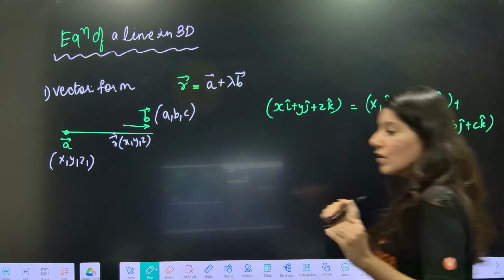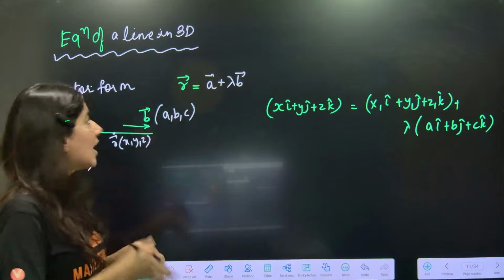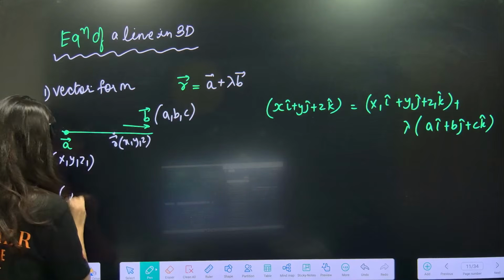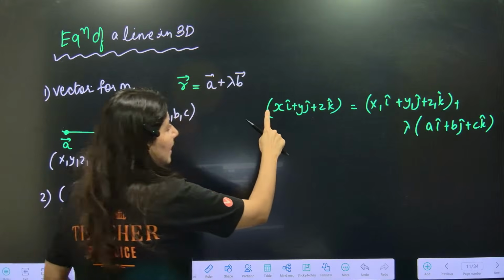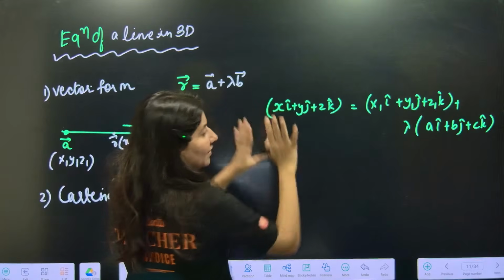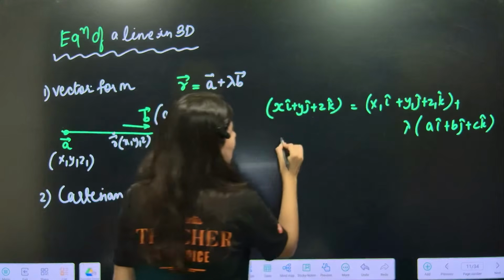Now if you compare, you know what you will get? You will get the Cartesian form. So now the Cartesian form will come into the picture. Tell me, from here, x minus x1, see, compare only i cap, x minus x1 is equal to lambda a.